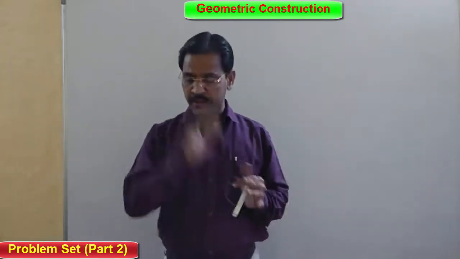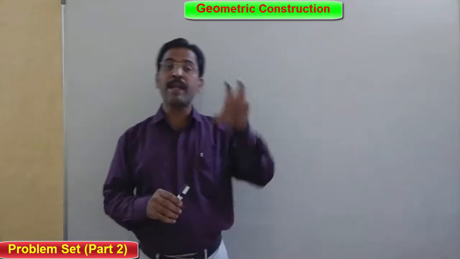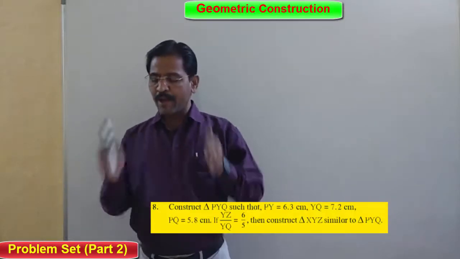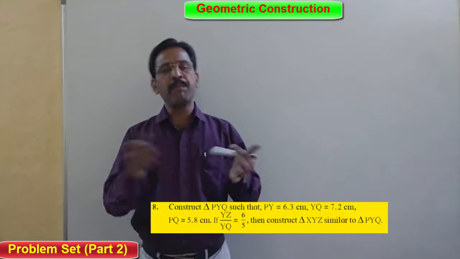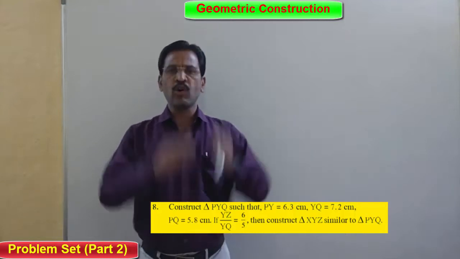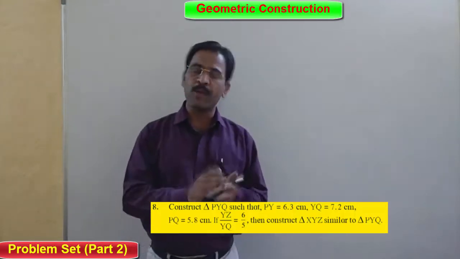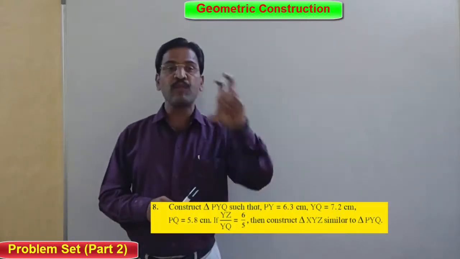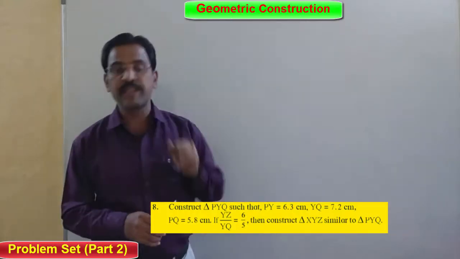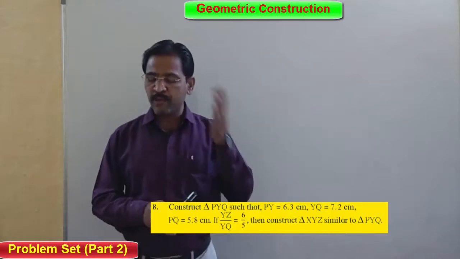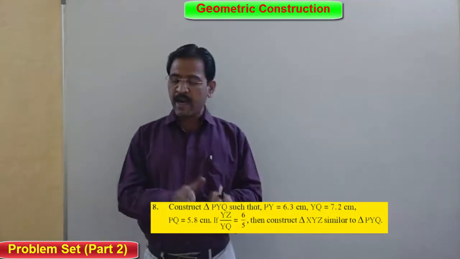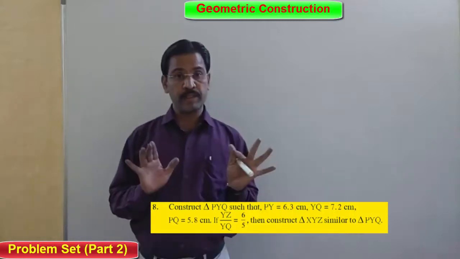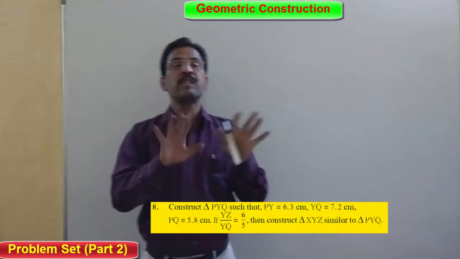Look friends, I'll read the sum. Construct triangle PYQ such that PY is 6.3, YQ is 7.2 cm and PQ is 5.8 cm. So all the three sides of that triangle PYQ are given. Now the ratio of YZ upon YQ is given, which is 6:5. Then we have to construct the triangle XYZ that is similar to triangle PYQ. Look friends, XYZ and PYQ, both these are similar.